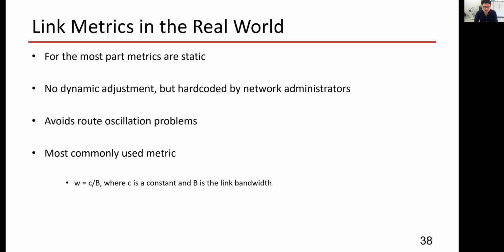So the most commonly used metric is W. W is a combination, C divided by B. So C is a constant and B is link state information. If there is an alpha value, which is C, we just keep dividing with the bandwidth.